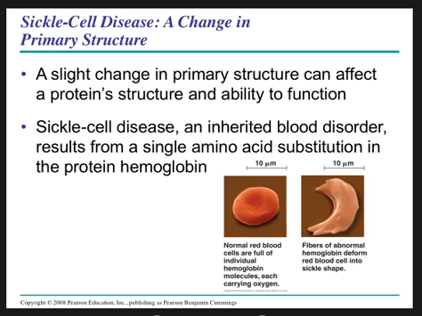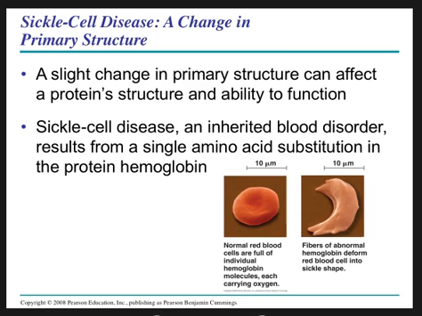Sickle cell, if you're not aware, is an inherited blood disorder. We have a single amino acid substitution. We talk about sickle cell specifically later in the semester when we talk about transcription and translation and protein synthesis. So I'll save the big reveal until we get to there.